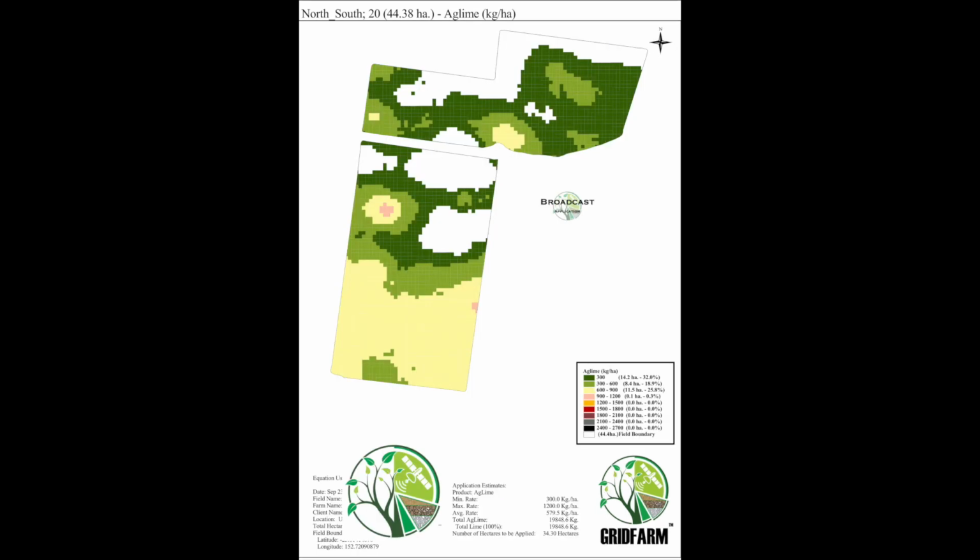Moving on to our application maps. These maps are what's loaded into the variable rate spreaders. You can see the lime application map. On this property there is about 10 hectares that don't get any lime. It doesn't need it, so we don't apply it.